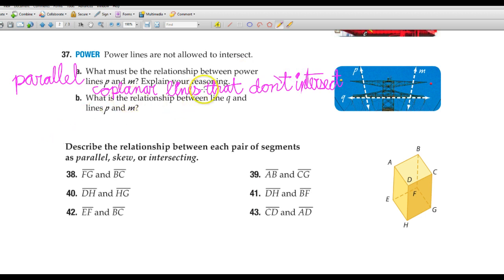Part B, what is the relationship between line Q and lines P and M? So since Q intersects both of those lines, that would be the transversal of lines P and M.